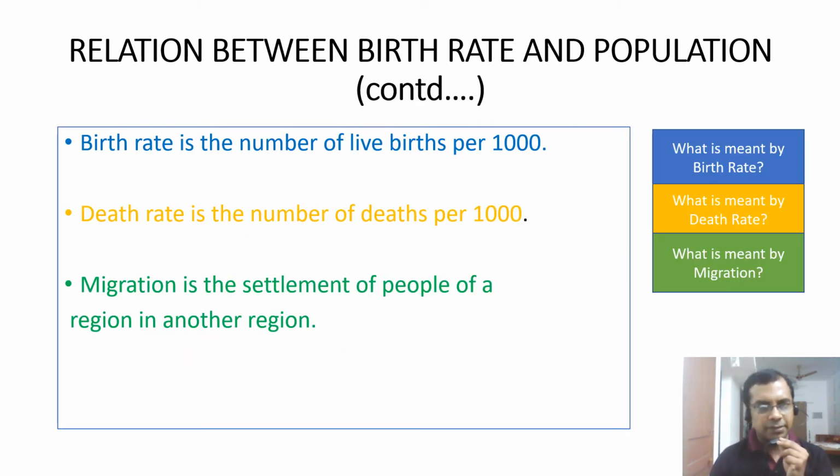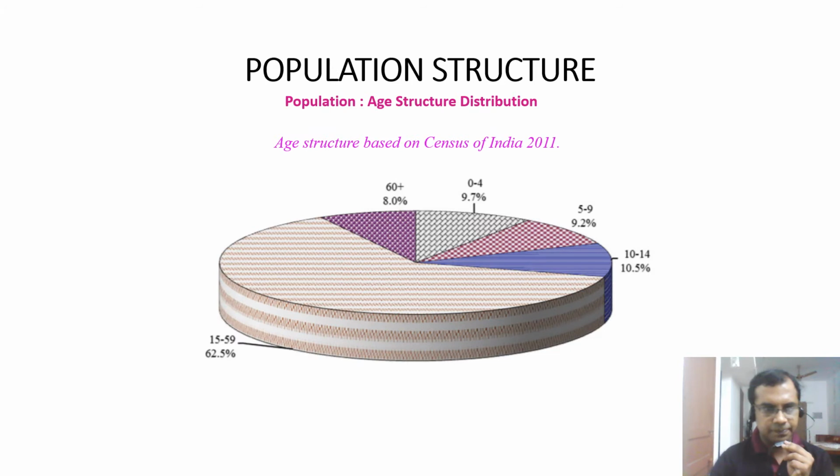What is meant by birth rate? It's the number of live births per thousand. That's called a birth rate. Death rate is the number of deaths that occur per thousand. Then, as I said earlier, migration is the settlement of people of a region in another region.